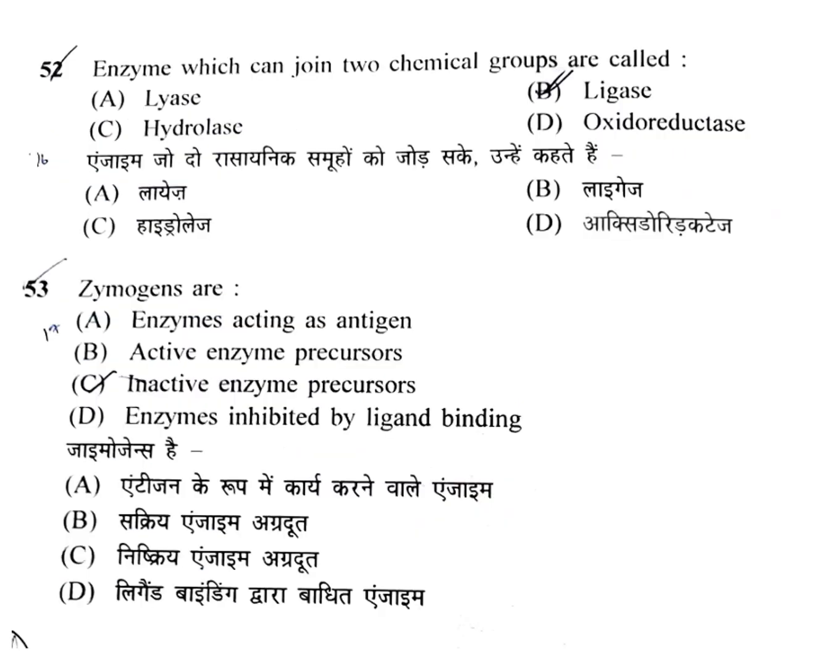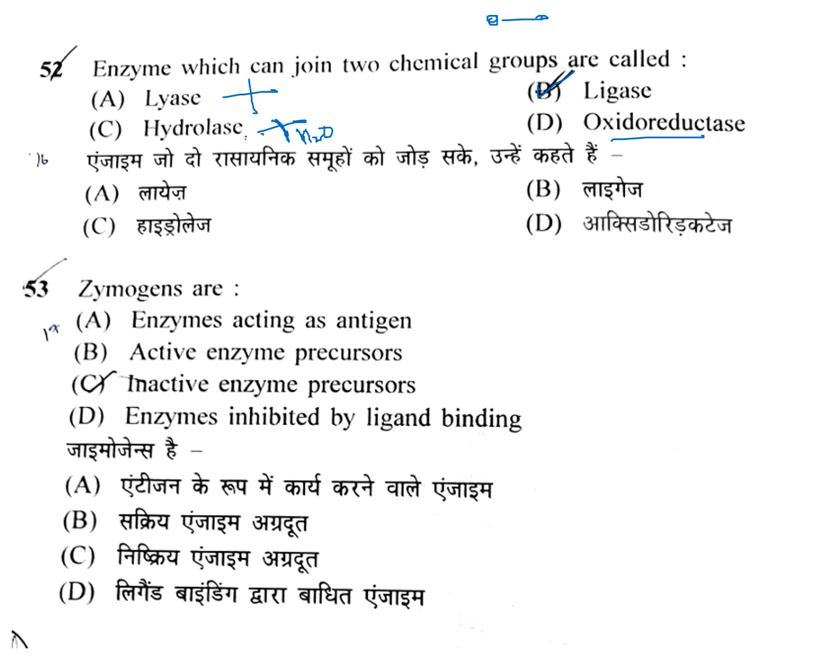Now the next question is: enzymes which can join two chemical groups are called. So any enzyme which can join two molecules is called a ligase. Lyase means which breaks a bond, and hydrolase, in any reaction, also causes lysis of a bond, and it involves a water molecule. Oxidoreductase is where oxidation and reduction take place during the reaction.